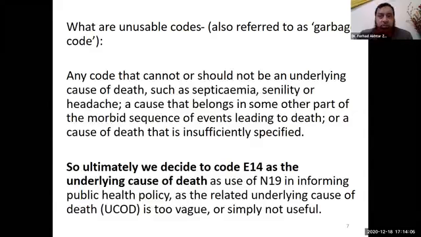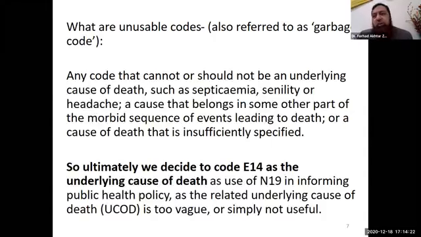It is a mechanism of death. So it might be due to hypertensive nephropathy or diabetic nephropathy or some condition of the kidney itself. So here, let us end the dilemma. It is not N19, it is E14.